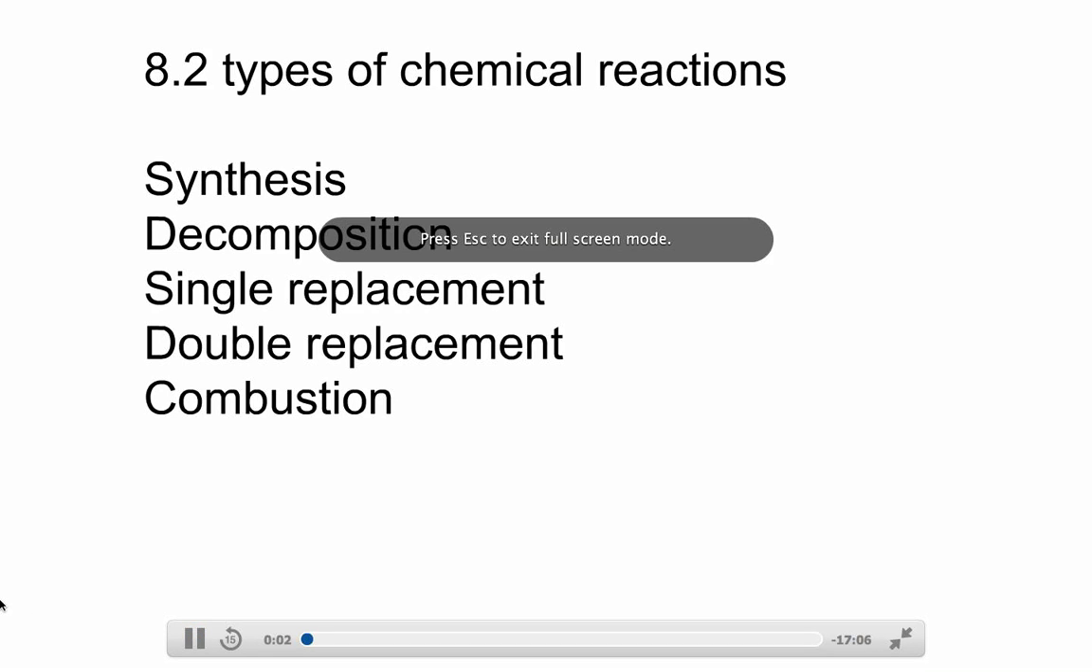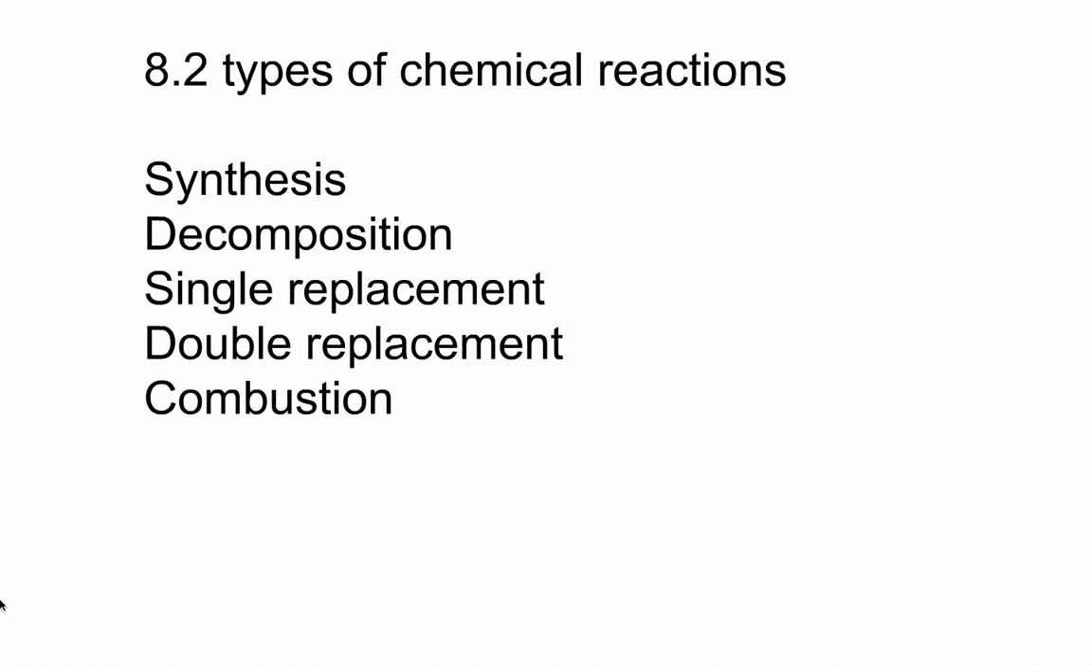Okay, this is 8.2. We're looking at types of chemical reactions. And really there's 5 types here. There's synthesis, decomposition, single replacement, double replacement, just like I've written down here. Not quite that easy though.